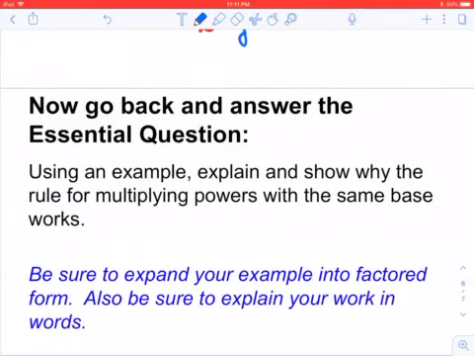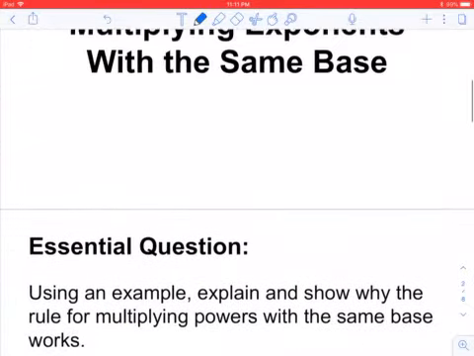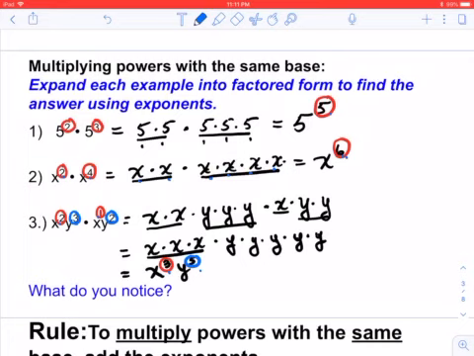So again, I want you to create your own example. So using an example, explain in words, and show why the rule for multiplying powers with the same base works. I want you to use your example, expand your example into factored form, and also be sure you include words. So basically, I want you to go back to the problems in example 1, 2, and 3.